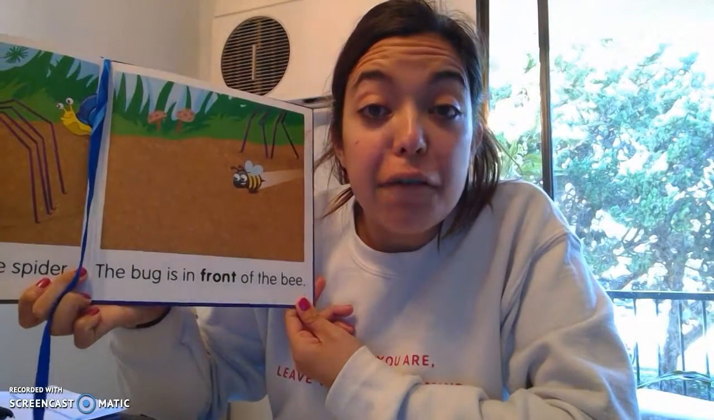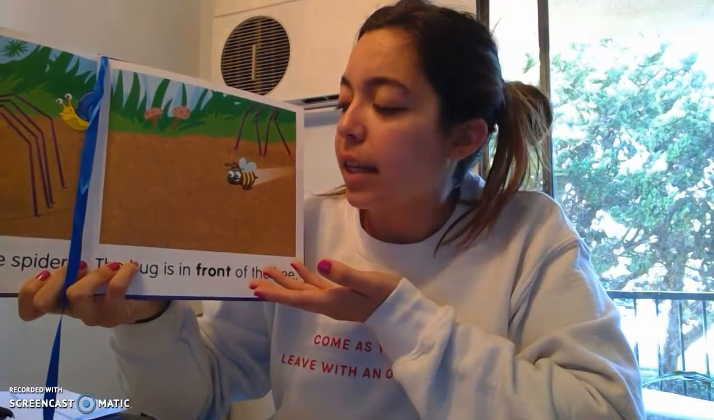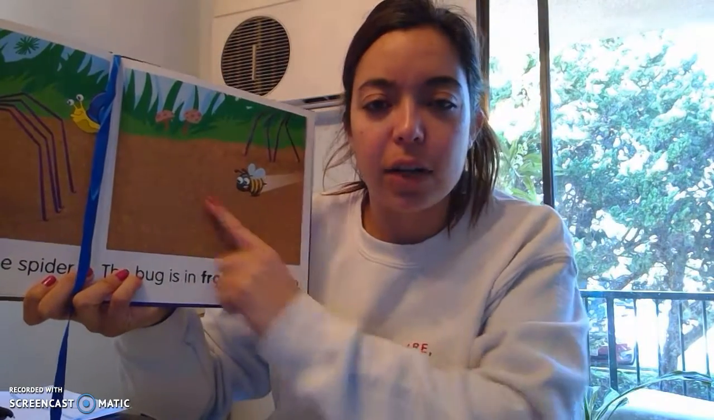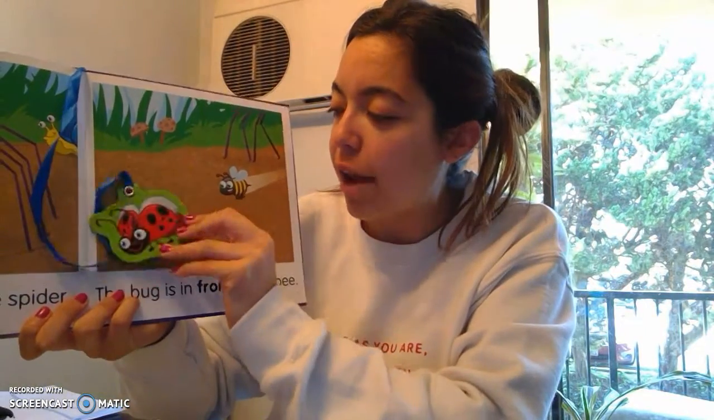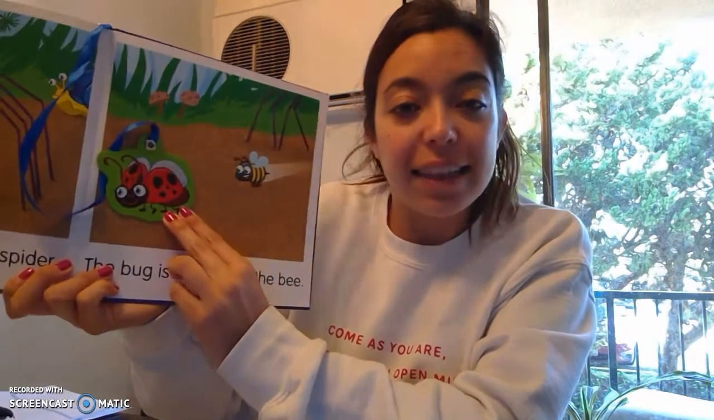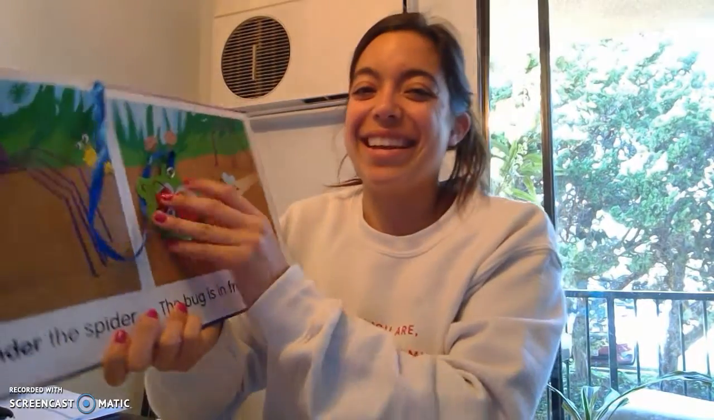The bug is in front of the bee. Where's in front? Is it here or here? Good job, it's right here. Let's put the ladybug in front. The ladybug is in front of the bee. In front.